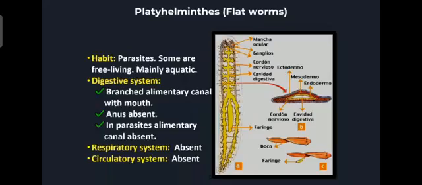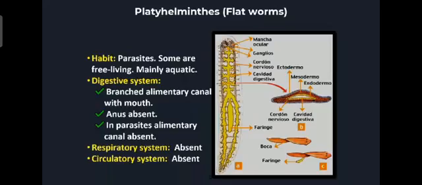These flatworms are mostly endoparasites. They are present inside the body of the animal. And one more type is ectoparasite. These are present outside, on the body of the other organism. Those are called ectoparasites. Okay, so here you will find both endoparasites and ectoparasites. Clear?